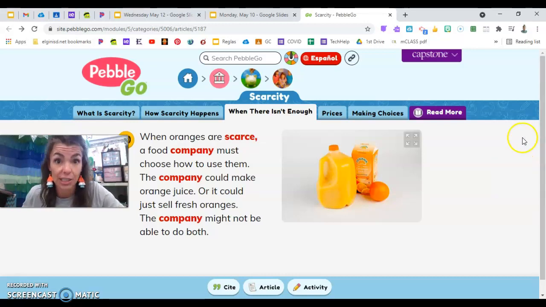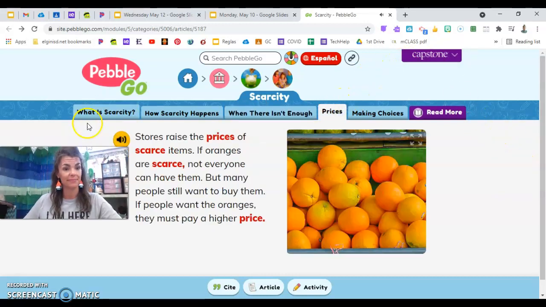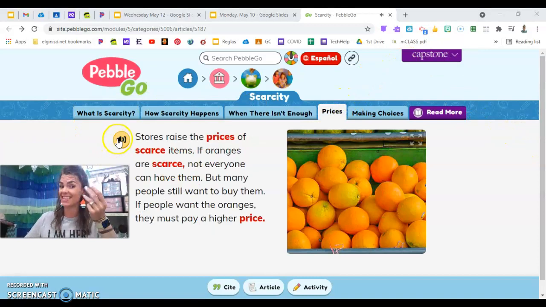Time to make decisions. Prices. Stores raise the prices of scarce items. If oranges are scarce, not everyone can have them, but many people still want to buy them. If people want the oranges, they must pay a higher price. Prices are going up. Is that a good thing or a bad thing?